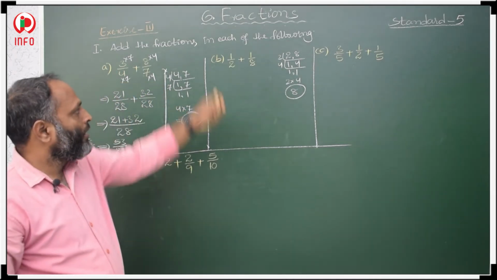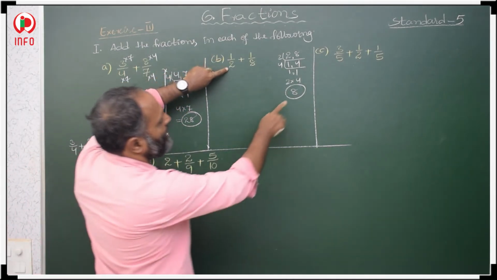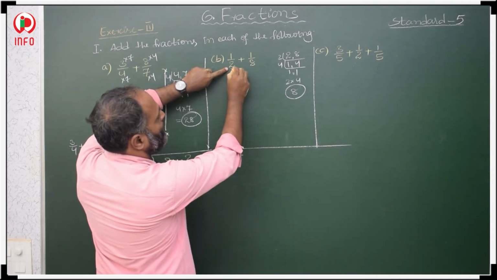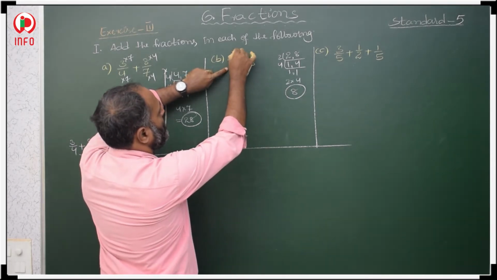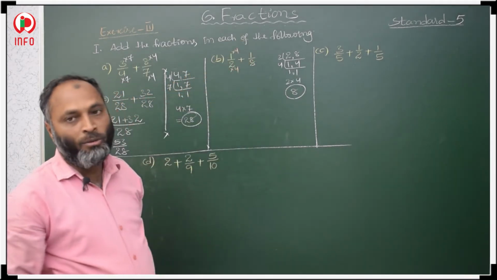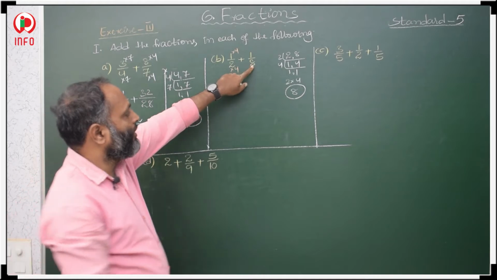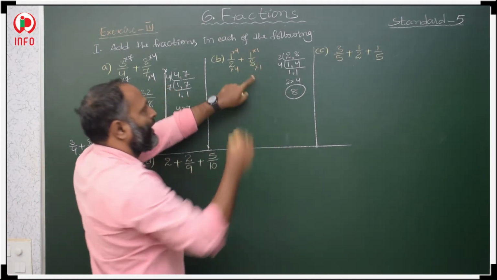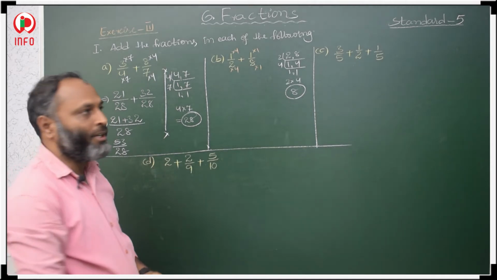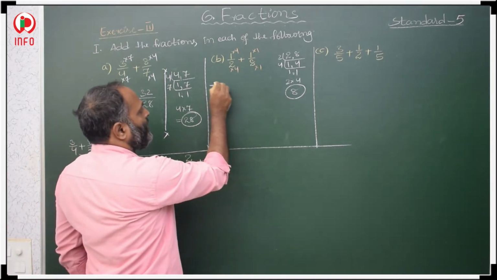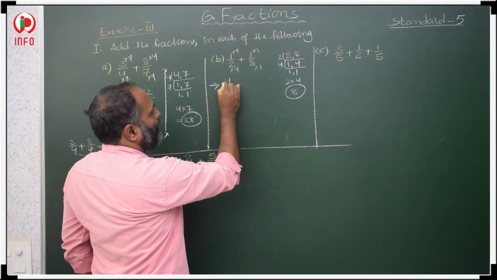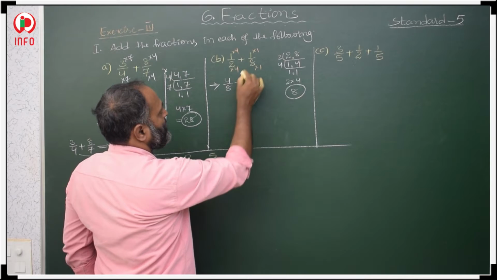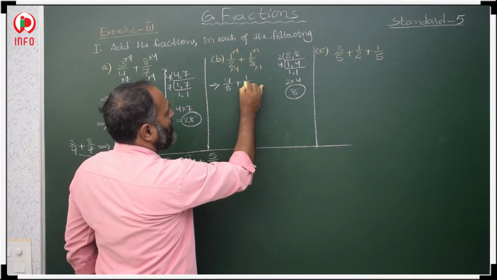Now, in the first fraction's denominator, when the LCM 8 comes, 2 fours are 8, so multiply by 4, numerator and denominator. In the 8 table, when you get 8, 8 ones are 8, so multiply by 1, numerator and denominator. Now, 1 fours are 4, 2 fours are 8, plus 1 ones are 1, 8 ones are 8.